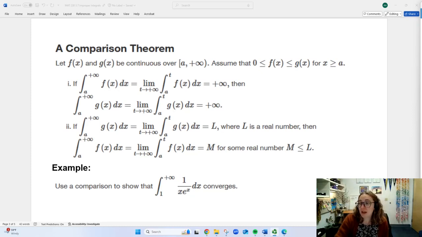The last 2 examples that I wanted to talk about were done with what we call the comparison test.